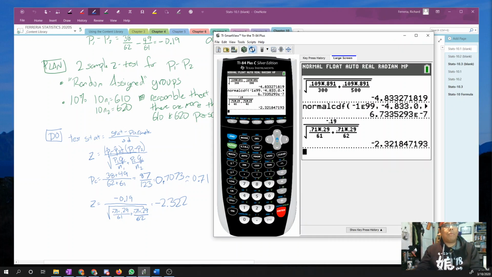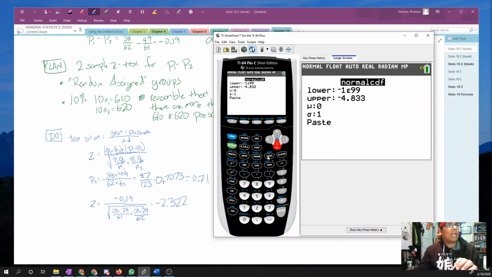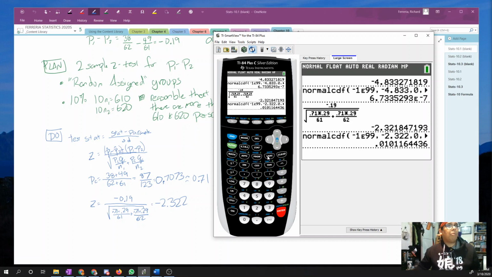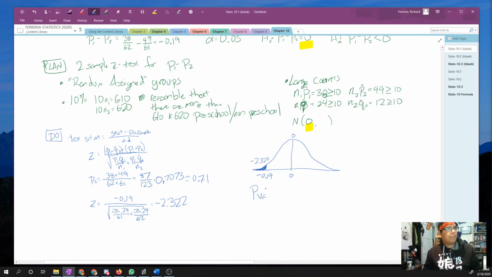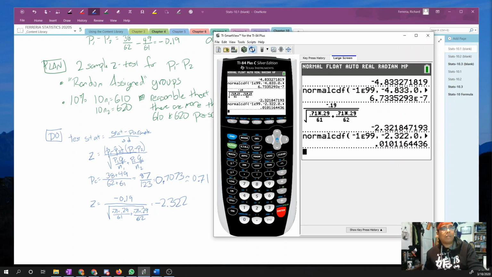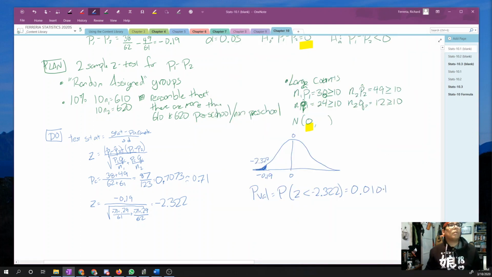We're going to use our normal CDF, negative infinity to negative 2.322, zeros and ones because we have z-scores. That gives 0.0101. So the p-value is equal to the probability that z is less than negative 2.322, and that turned out to be 0.01. I forgot the last two decimals. Okay, that is definitely a small p-value. So now we can conclude.